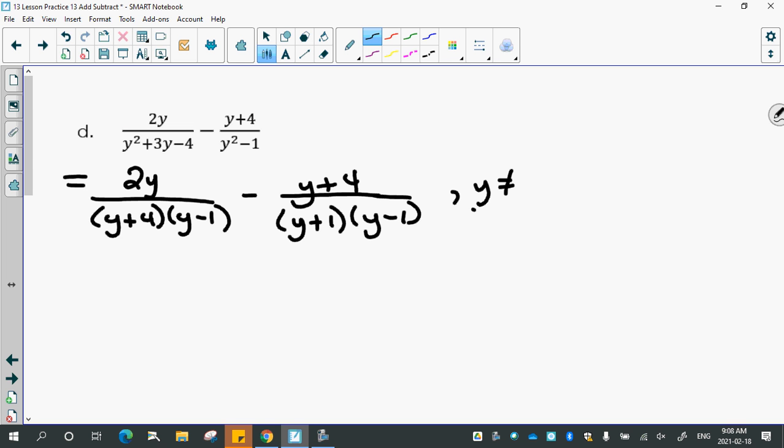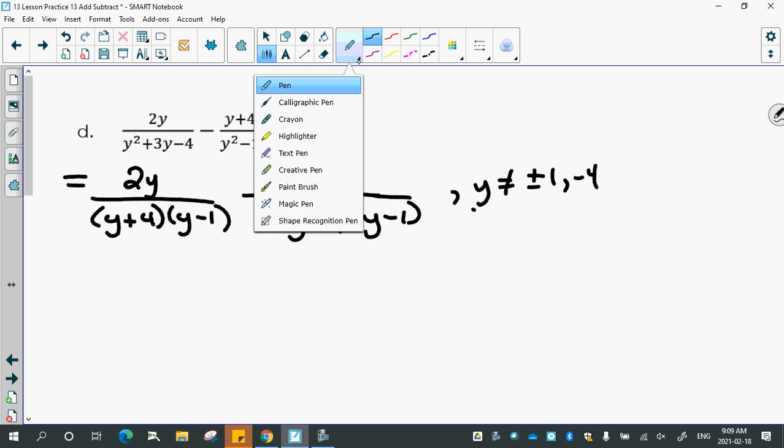All right, so what about restrictions? I have to look at the denominators of each one. Molly? Positive or negative 1 and negative 4. Yes. How many people got positive or negative 1 and negative 4? Awesome. Okay, so now we would look individually and see if either of these could be simplified, but they can't be, unfortunately for us. Okay, so now we have to try to sort out our common denominator.